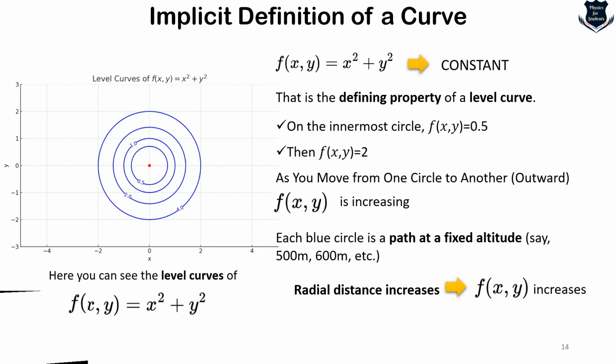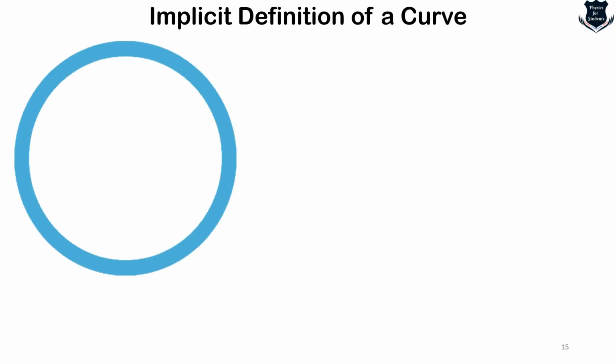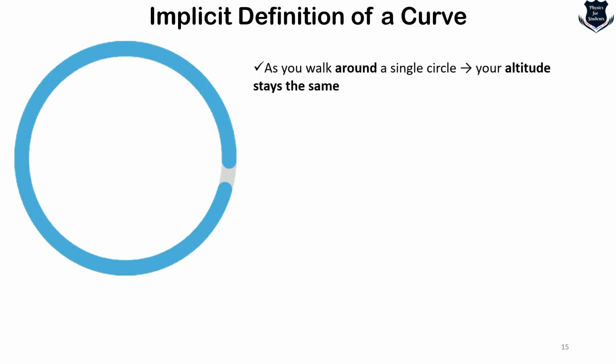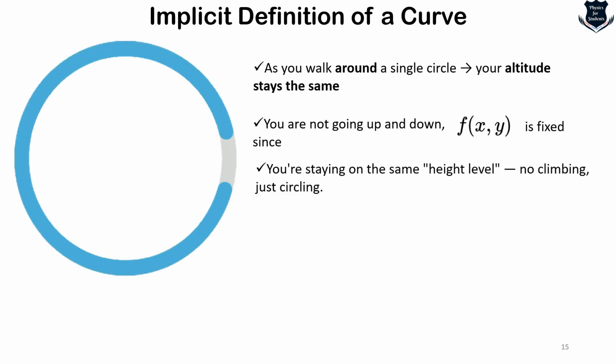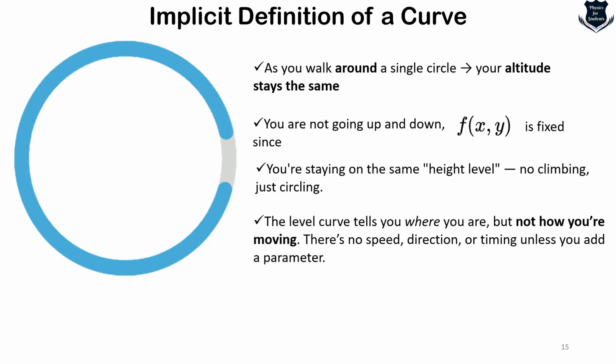Now let me give you another analogy of this. Let us imagine this kind of animation. Here, as you walk around a circle, your altitude never changes. It stays the same, so you're not going up and down. f of x, y is fixed and you're staying on the same height or level.